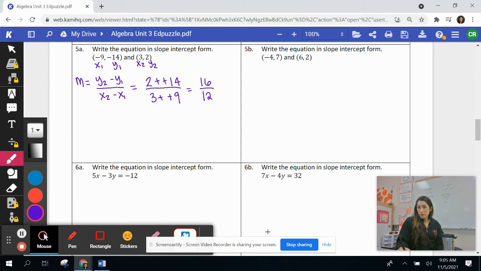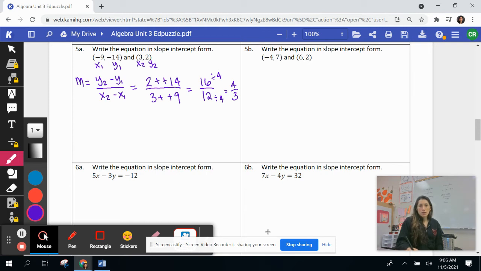And then I would simplify this. You can simplify this in your calculator, or we know that the greatest common factor would be 4. If I divide by 4, that's going to be 4/3. Now, it's not wrong if you leave it as 16 over 12. It's just, I think, a little easier to have it simplified as 4/3.